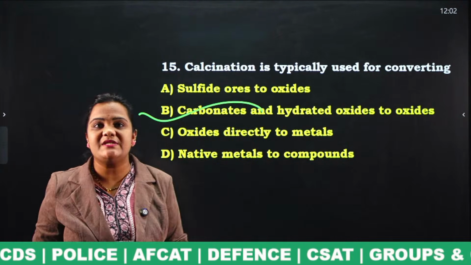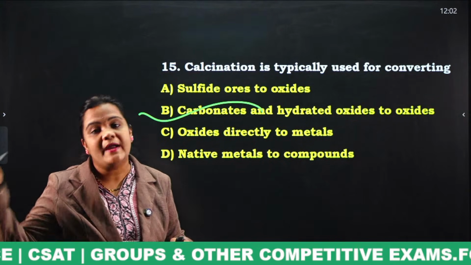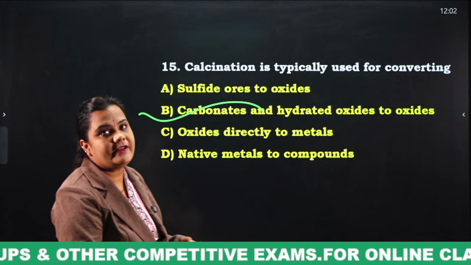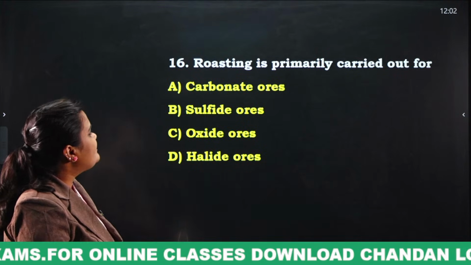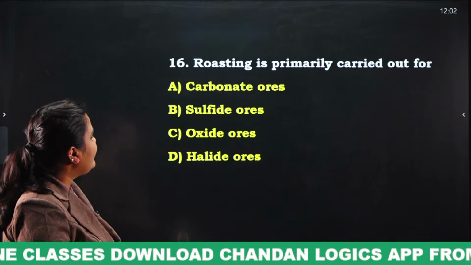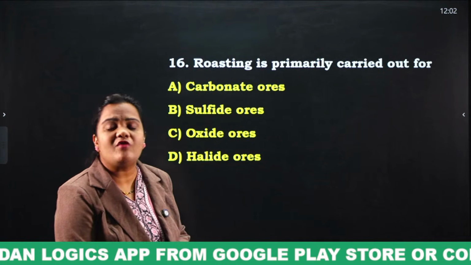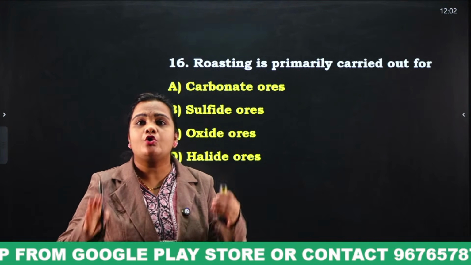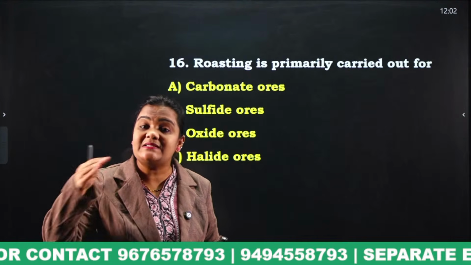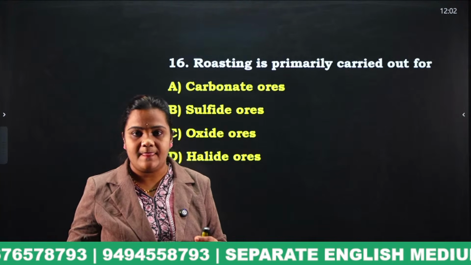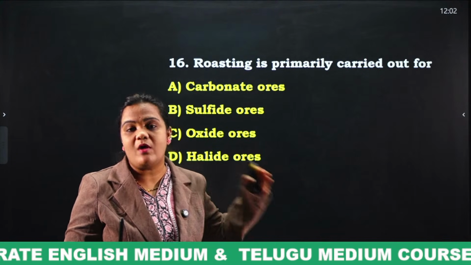What do you mean by calcination? Calcination is nothing but heating the ore in the absence of air. Okay? Very good. Next. Roasting is primarily carried out for carbonate ores, sulfide ores, oxide ores, halide ores. What is this roasting process, friends? Roasting process is nothing but heating the ores in the excess presence of air. So this process is applicable to which type of ore?